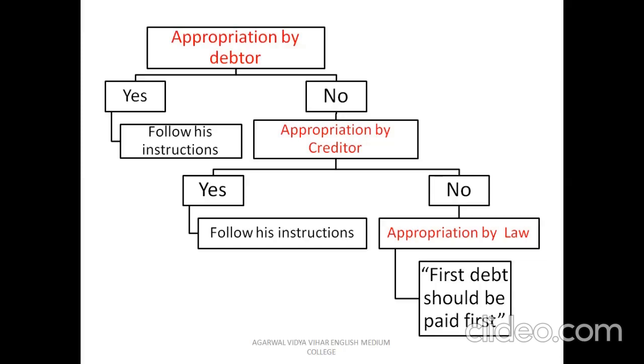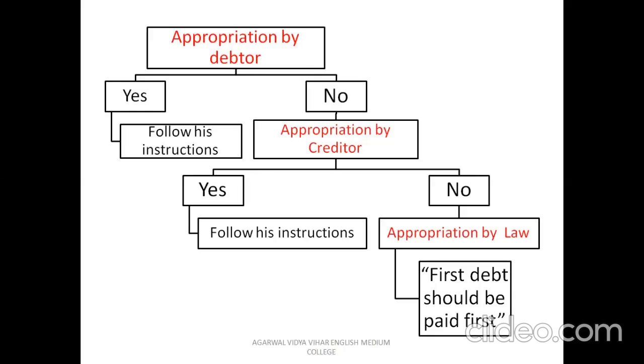The appropriation by law says that the first debt should be paid first, meaning the oldest one should be paid first. And one more rule is there: if the principal amount and the interest amount are both due, then the interest amount should be settled first. And if more than one loan account is there and both loan accounts have almost the same due amount, then the banker can appropriate the payment in both loan accounts also. So these are some of the rules to appropriate according to the law.